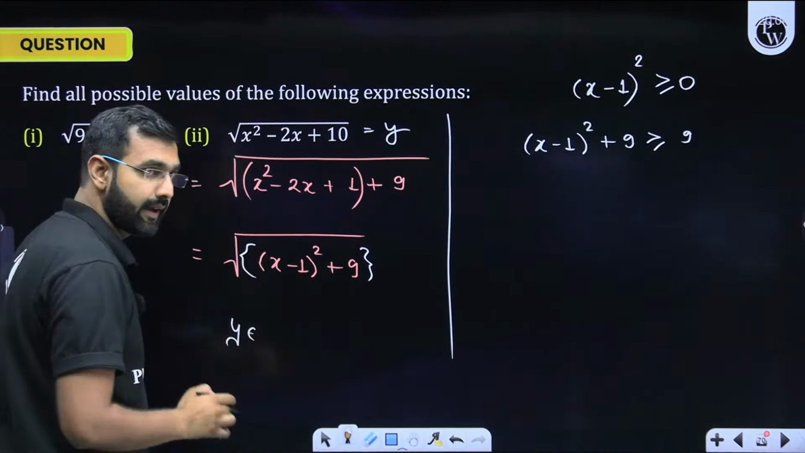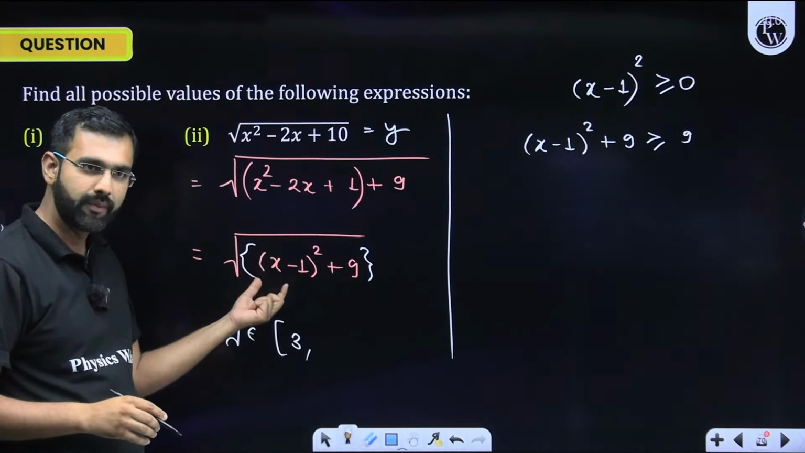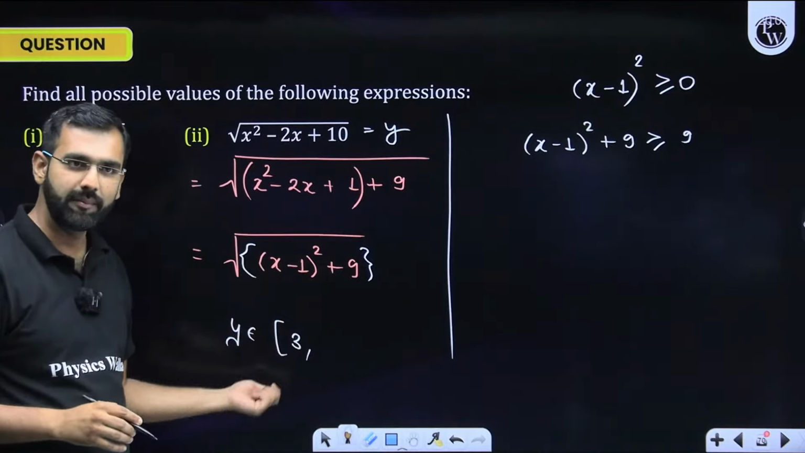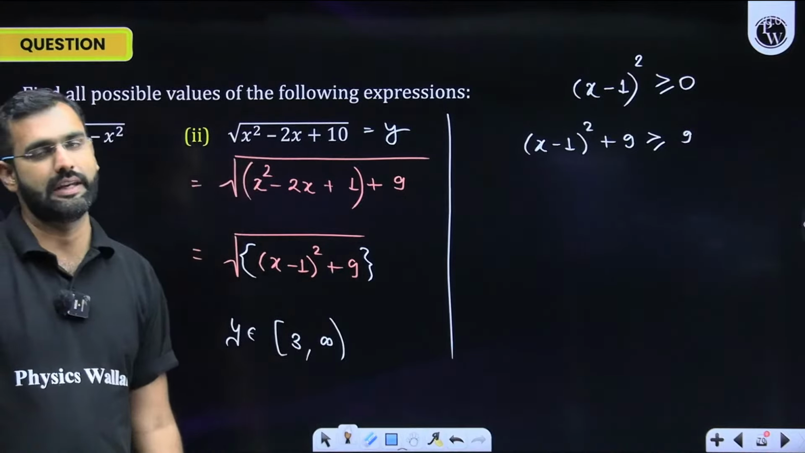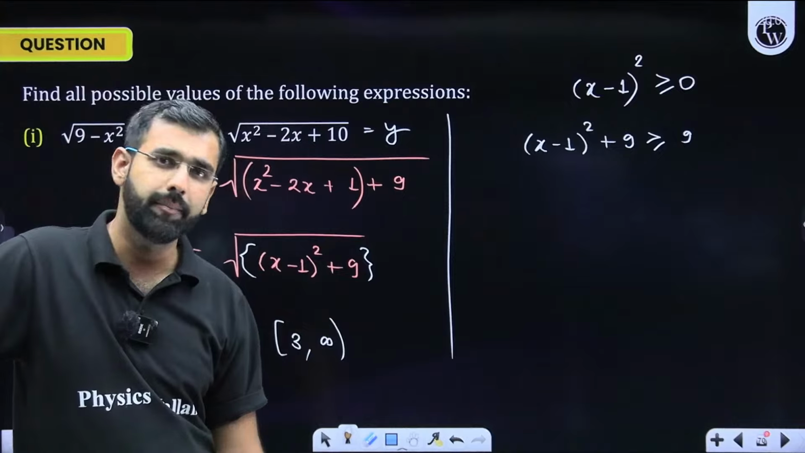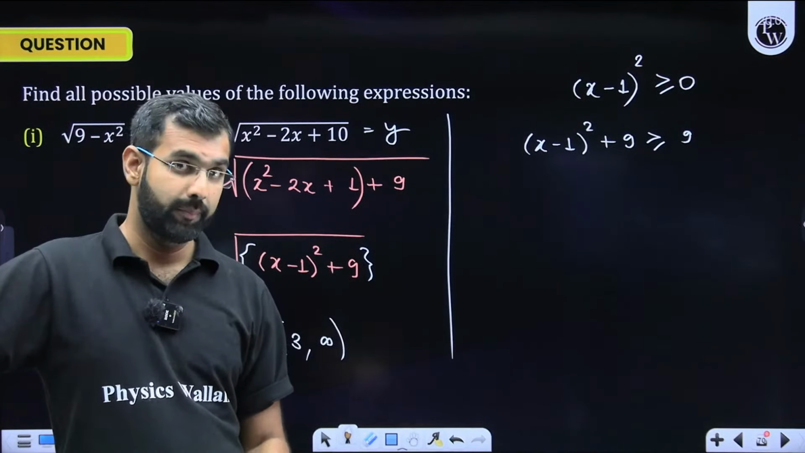Greater than or equal to 3 means what? Including 3, because this can be 3. When will it be 3? When x is 1, this becomes 0, and with 0, this is 9. Under root 9 means what? 3. And then from 3 to all the greater values, that is, 3 to infinity. All the participants understood that? Can I move ahead from here? Everybody with me on this?